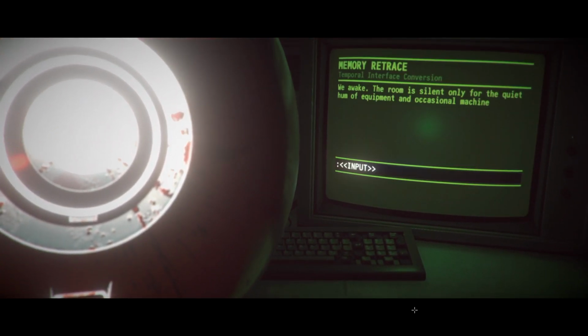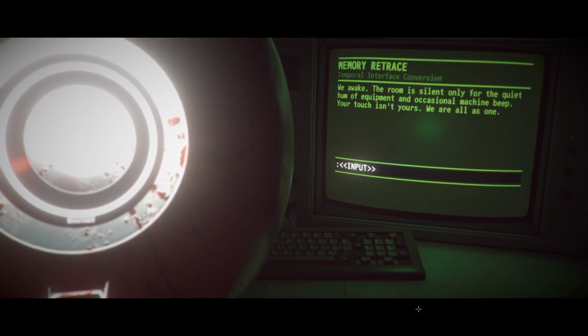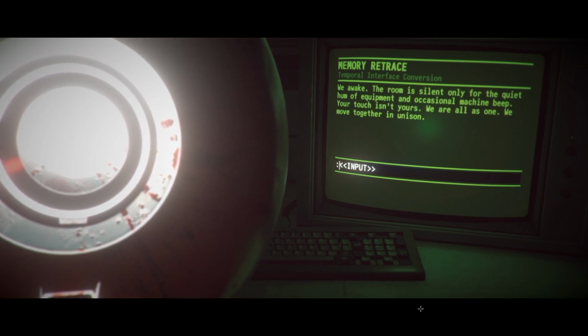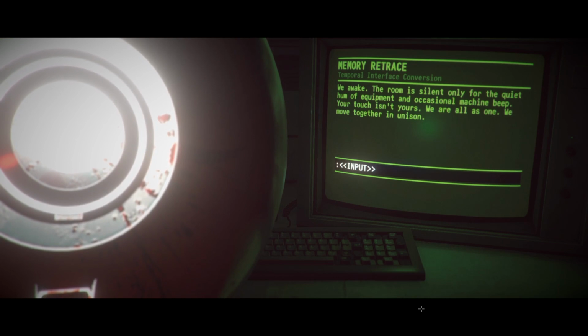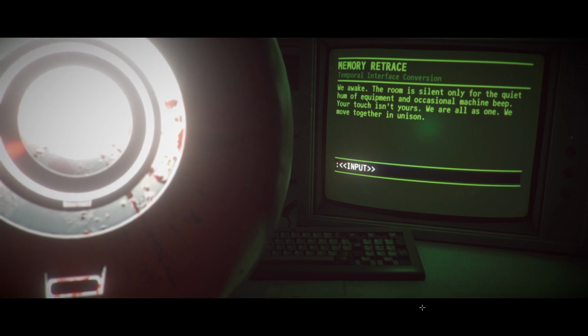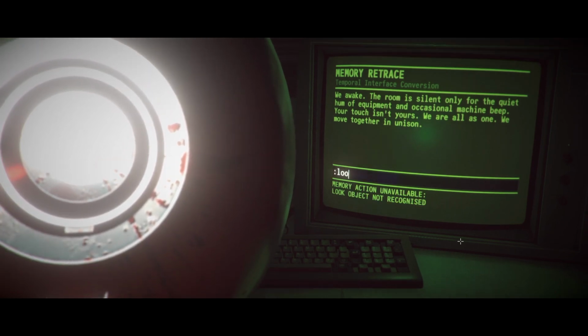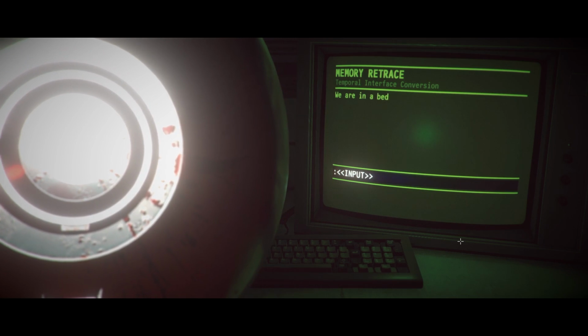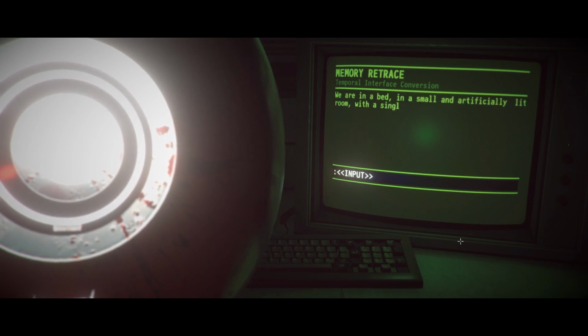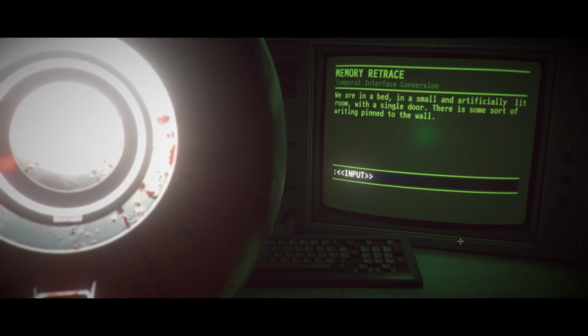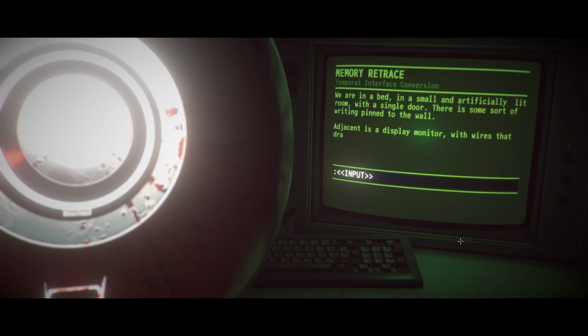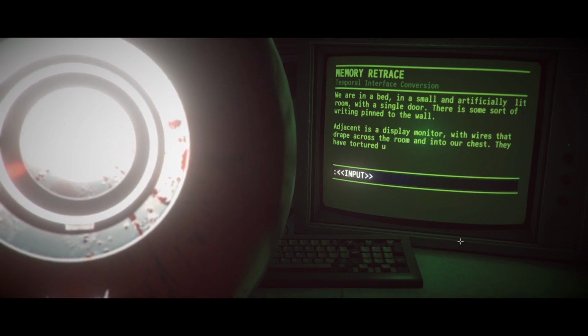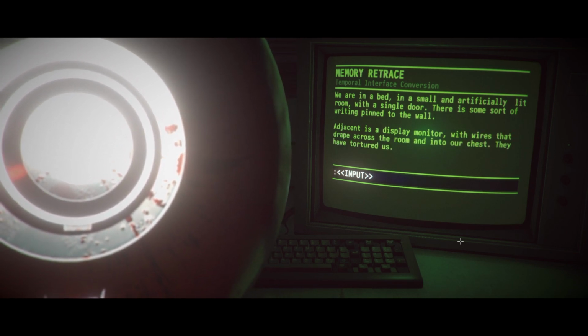We awake. The room is silent, only for the quiet hum of equipment, occasional machine beep. Your touch isn't yours. We are all as one. We move together in unison. We are in a bed in a small, artificially lit room with a single door. There is some sort of writing pinned into the wall. Adjacent is a displayed monitor with wires that drape across the room.